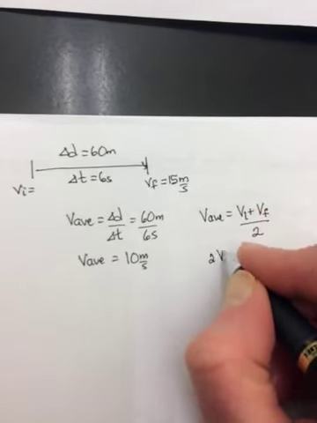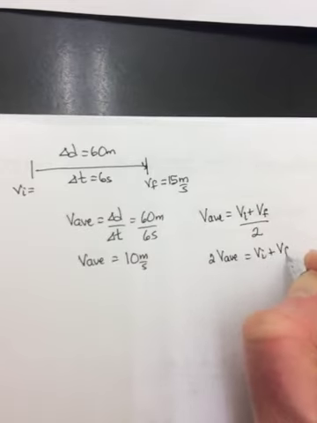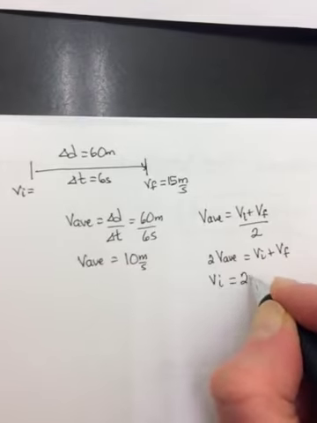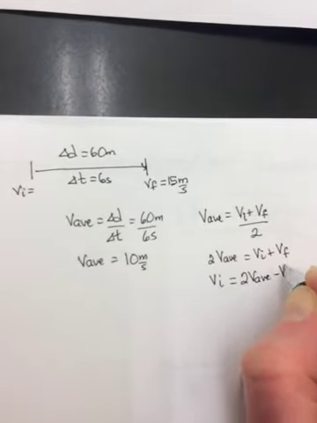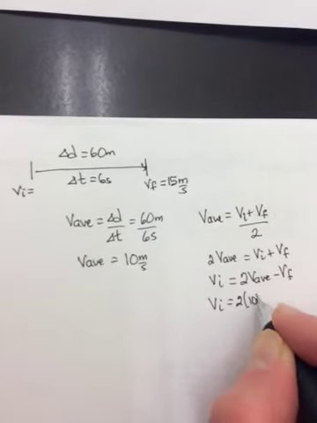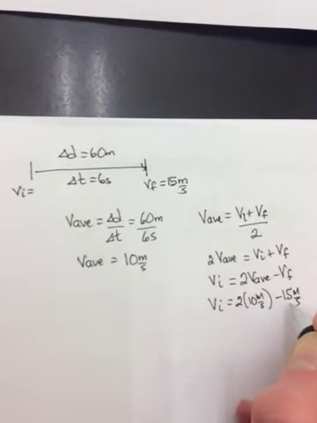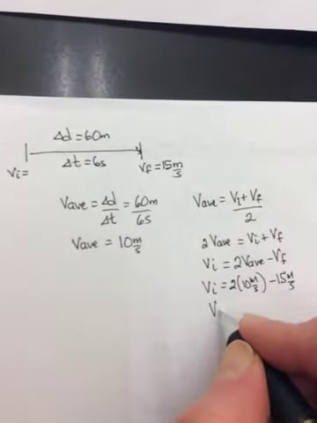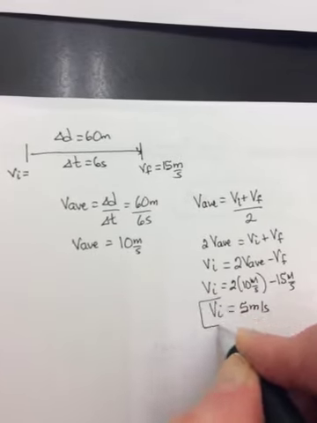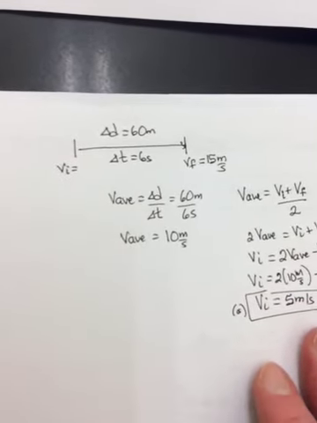So multiply both sides by 2. So you have 2 VAV equals VI plus VF, and now subtract the VF. So VI will equal 2 VAV minus VF. So VI will equal 2 times 10 meters per second minus 15 meters per second. So 20 minus 15, my VI should be 5 meters per second. That's for part A. Part B says, what is the acceleration?